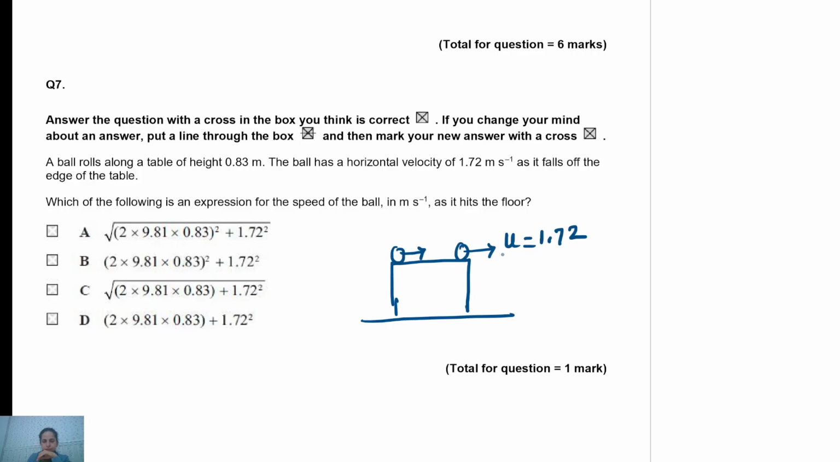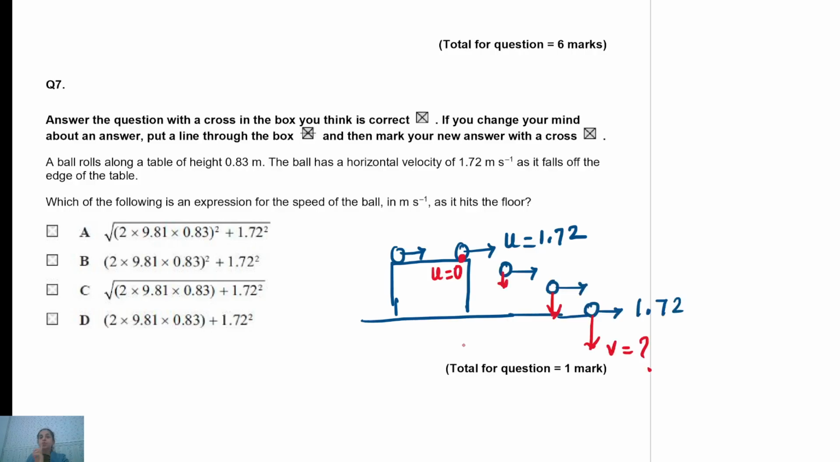So when it hits the floor, its x direction velocity would remain the same, 1.72. But because it's coming down, it would have a velocity in y direction also, which is increasing every second from the minute it starts falling off. See, my red arrow is becoming bigger and bigger. So how do I calculate this velocity, which is in y direction? What was the initial velocity in y direction?